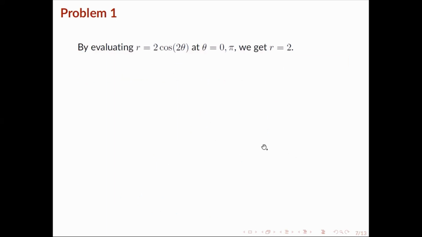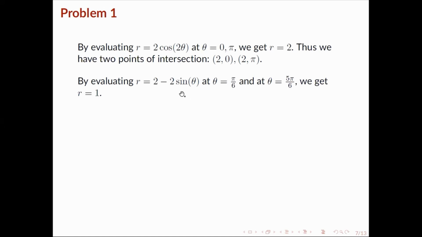Then, by evaluating r equals 2 cosine 2 theta at theta equals 0 or pi, we get r equals 2. So just substitute the values of theta here, 0 and pi, and you'll get the value r equals 2. You can also substitute these values into the other curve, that is r equals 2 minus 2 sine theta, and you'll also get the same value. Then we have 2 points of intersection. Those are (2, 0) and (2, pi).